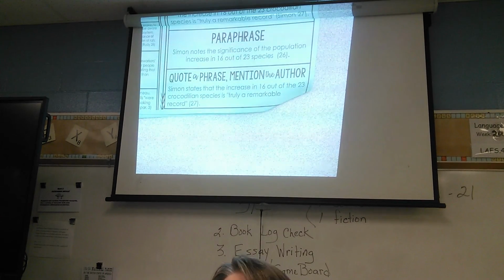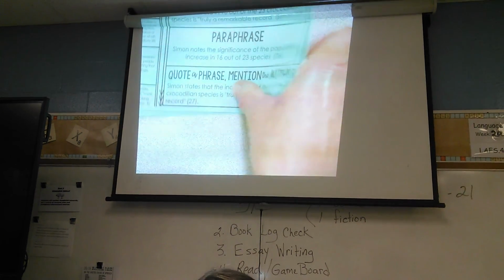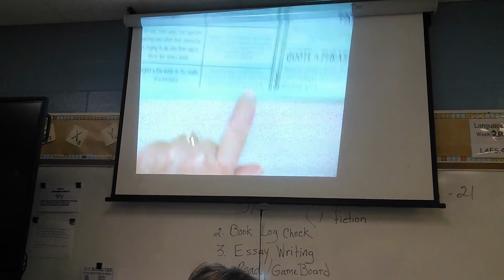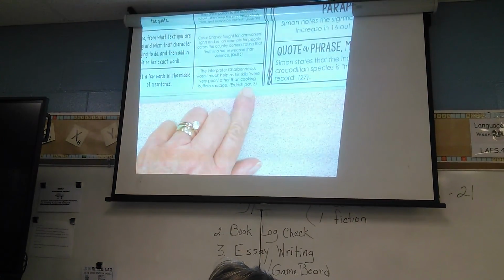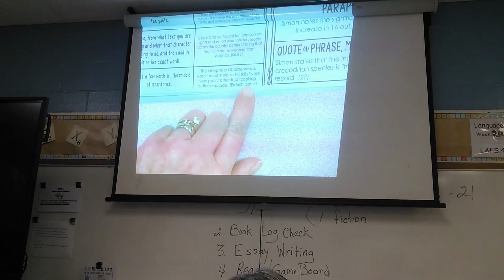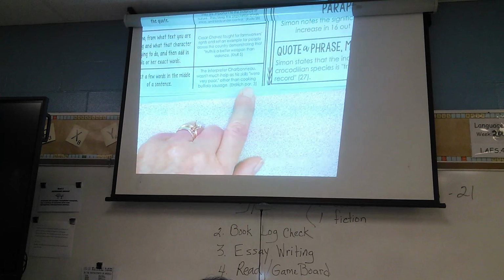Now, they assume when you're doing the parentheses, Ian, they assume that you're going to put a page number. So for you, you're going to put a paragraph number. And if you can see down here, it says PAR and the number 3. That's what yours is going to look like when you're using a text set.